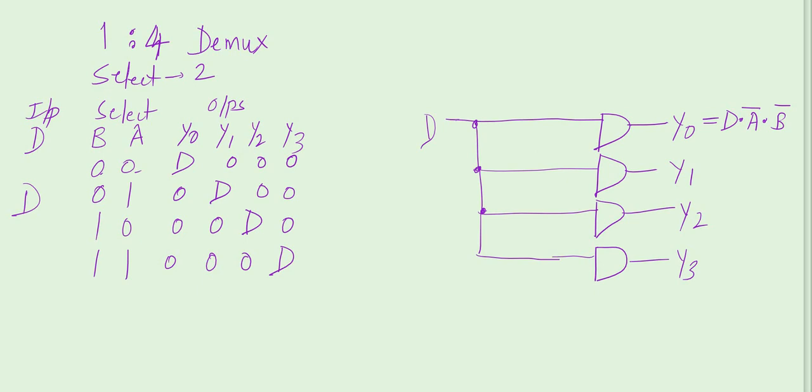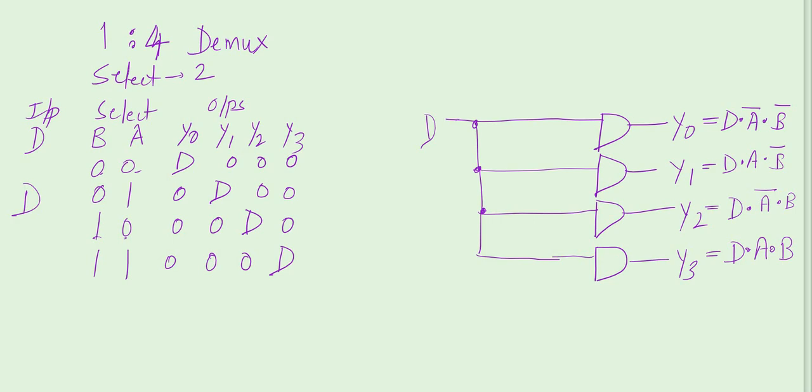Now Y1: B is 0 and A is 1. So Y1 is equal to D A B bar. Y2: B is 1, A is 0. So Y2 is equal to D dot A bar dot B. And Y3, when both are 1, so D A B. So naturally the AND gates should have 3 inputs, and the inputs will be given from the select lines.